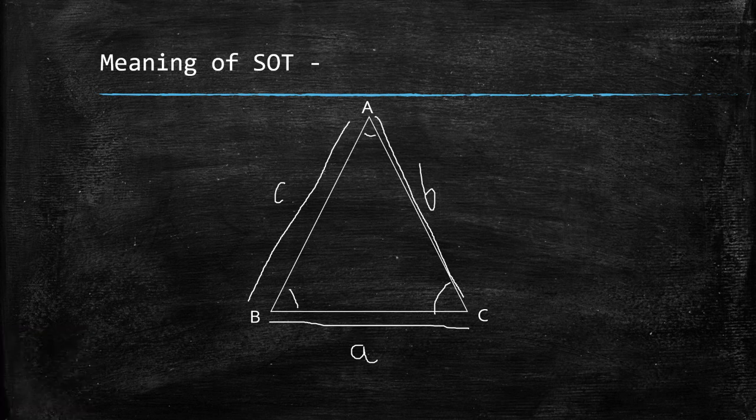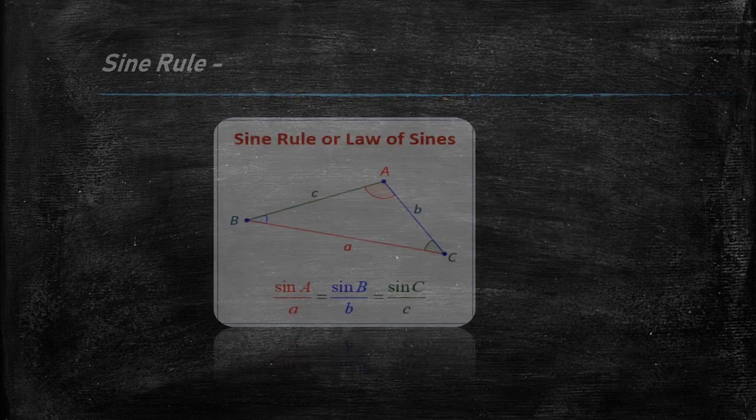So what is the meaning of SOT? It is the process of finding the unknown elements. There are six elements of a triangle, three angles and three sides. The process of solving a triangle, finding the angles or the sides of a triangle, is known as solution of triangle, or in short, SOT.